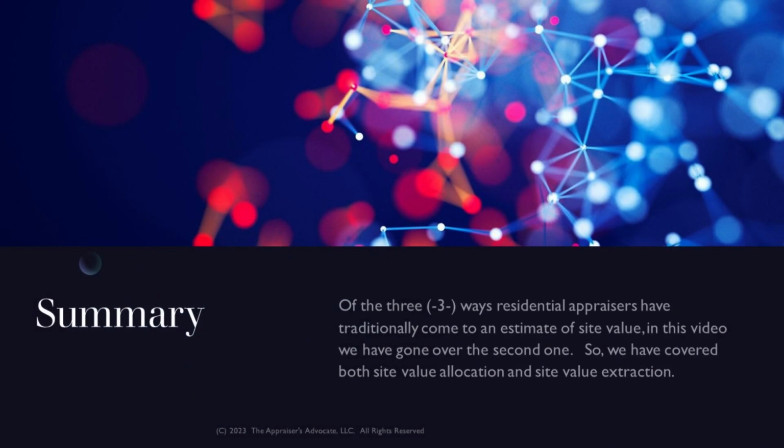Of the 3 ways residential appraisers have traditionally come to an estimate of site value, in this video, we have gone over the second one. So we've covered both site allocation or ratio analysis, same thing, and site value extraction.